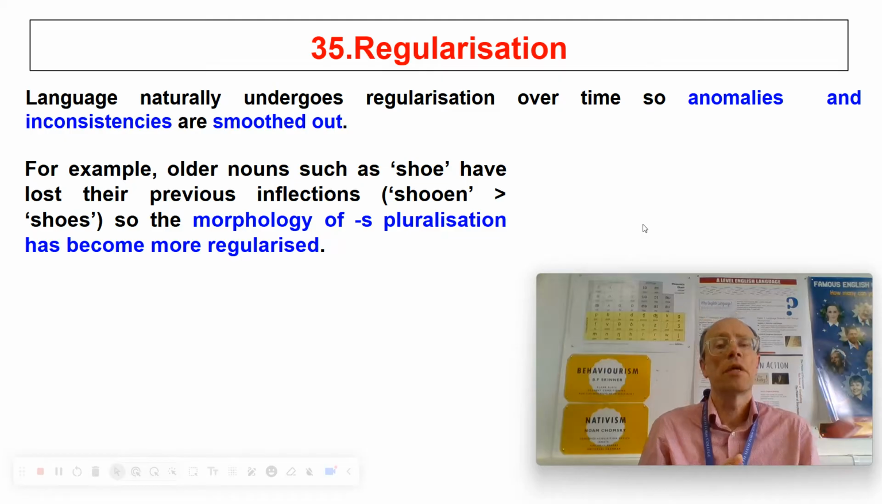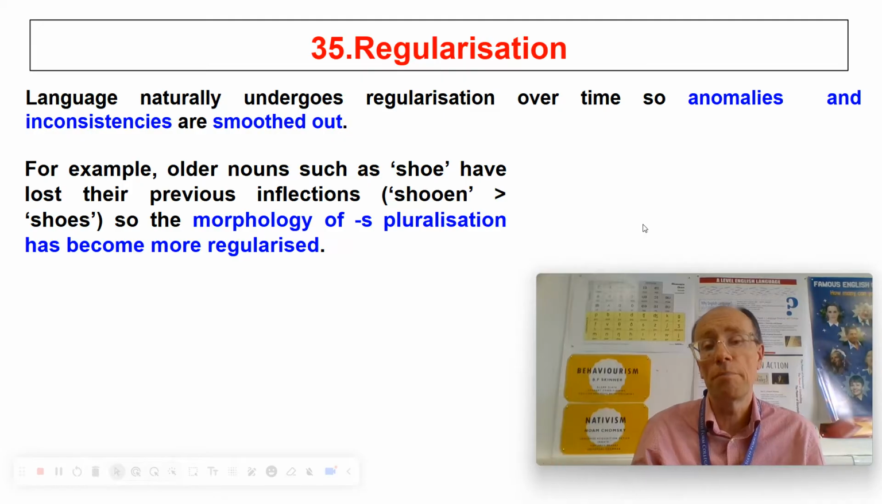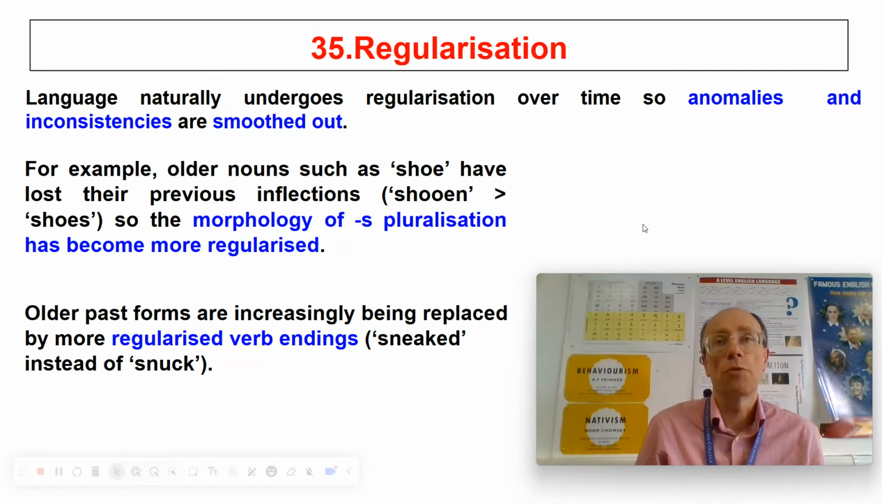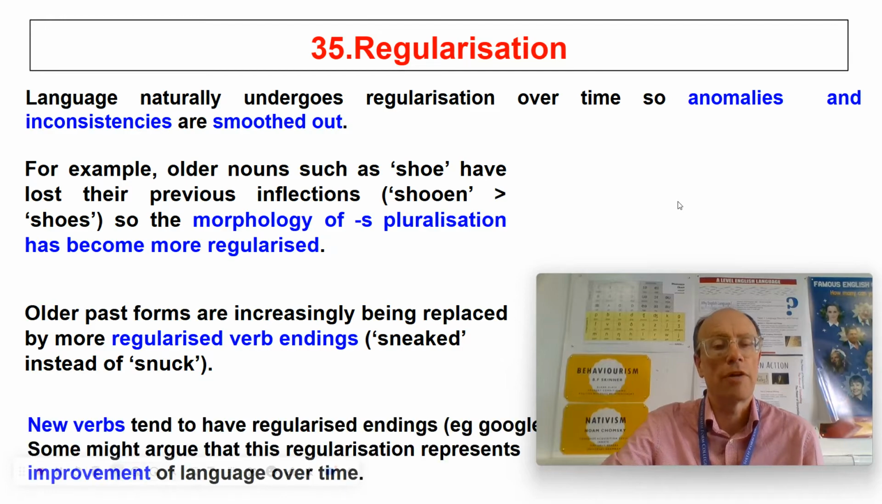Over time, that inflection has been changed to S, so the morphology of S pluralization has become more regularized, which is pretty important because if you've got millions and millions of speakers of English all across the world, then the more regularized the grammar system, the easier it is for people to master it. Older past forms have increasingly been replaced. So take the past tense form of the material verb sneak, that will be snuck. But nowadays you're more likely to be hearing that regularized form of sneaked with the ed inflection on the end.